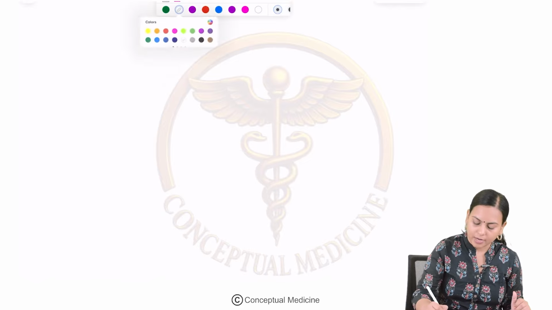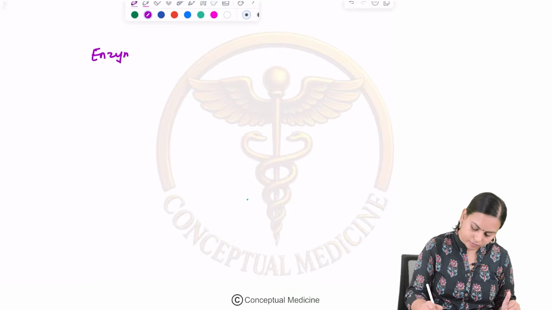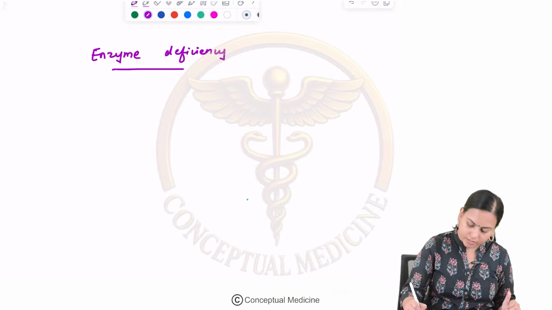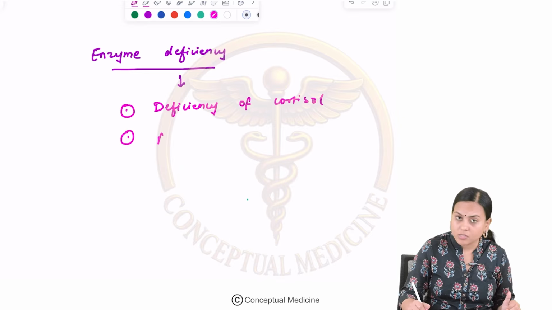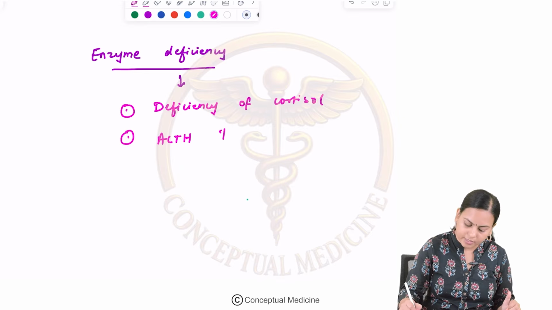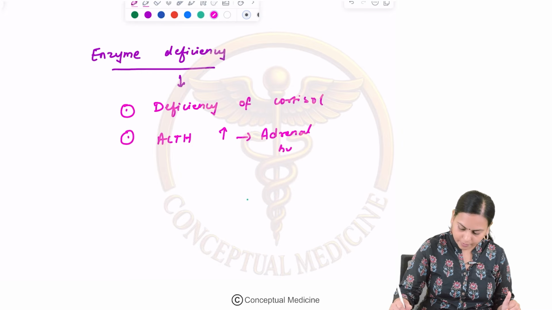Okay. So, what happens is, if there is an enzyme deficiency in any of this pathway, that will usually result in deficiency of cortisol, and because of that ACTH will increase, causing adrenal hyperplasia.